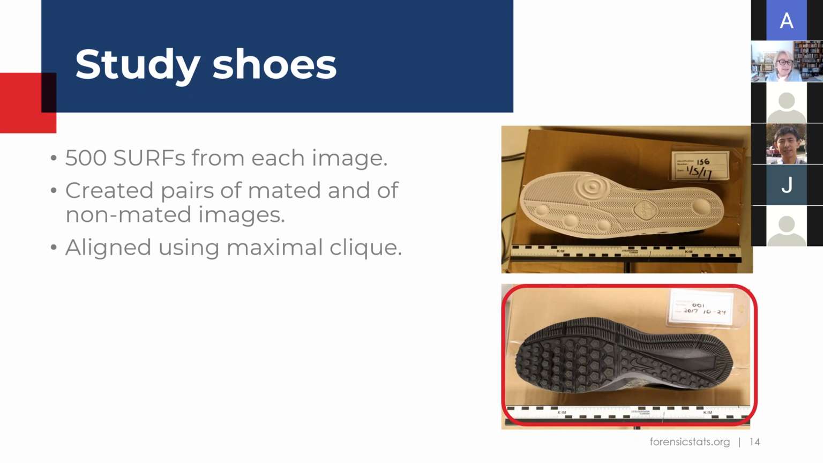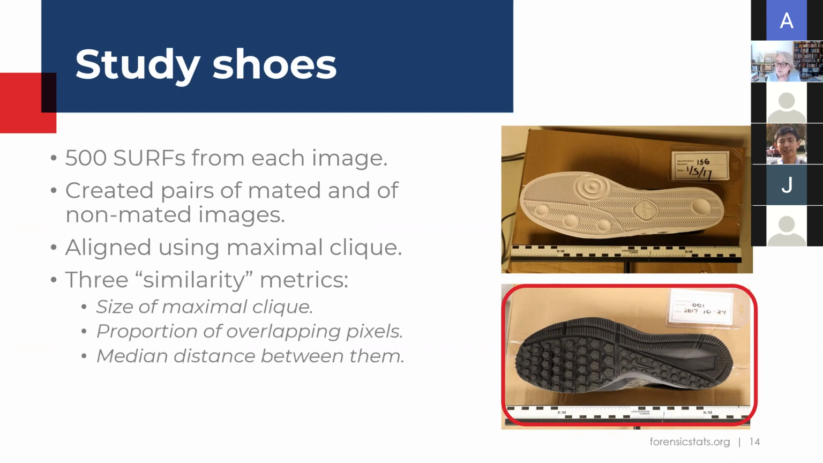So the next thing we came up with is methods to align those images using various approaches. One of them is we use the idea of a maximal clique. So what we found was subsets of the SURFs in one image and in the other image that were geometrically congruent, and allowed us to then use them to come up with a fine alignment of the images.